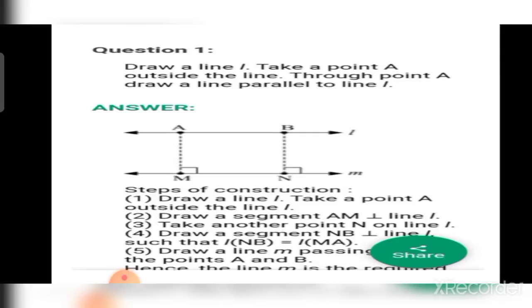Question number 1. Draw a line L. Take a point A outside the given line. Through point A, draw a line parallel to line L. Okay. So here first of all you are required to draw line L, and you have to take a point A outside the line.